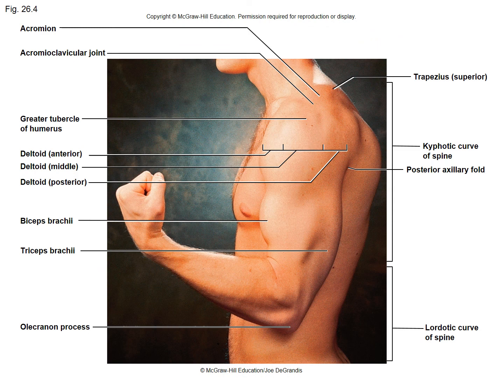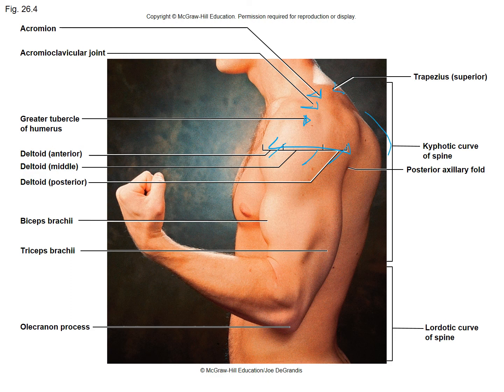lateral view, acromion, trapezius, acromioclavicular joint, greater tubercle of the humerus, deltoid, the entire deltoid muscle. You have anterior, middle, and posterior portion.